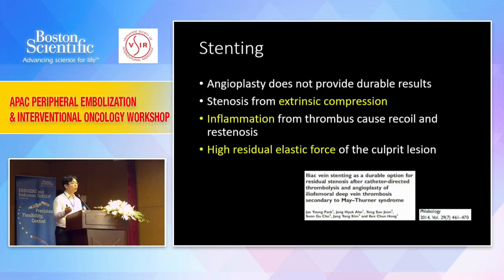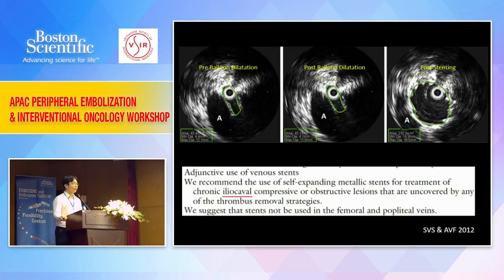Okay, angioplasty alone, unfortunately, does not provide durable results. This is because in the veins, a lot of the stenosis is from extrinsic compression. And because of the thrombus, it causes a lot of recoil and restenosis with a high residual elastic force of the culprit lesion. With an IVUS, you can see that pre and post balloon angioplasty, there's hardly any difference, and you really need to put a stent up there to make sure that the vessel really opens up for you.